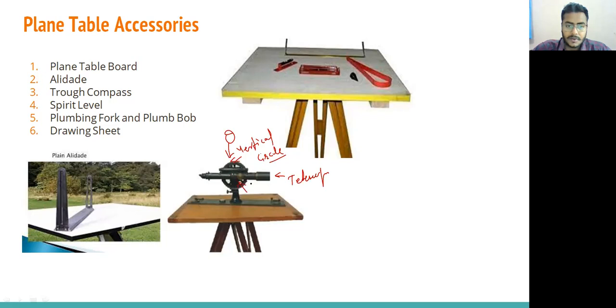Okay, this is a screw here. By this screw, we can fix this telescope in a particular direction, at any particular inclination. Once we have sighted, we can draw a line through this edge. So this is called a straight edge ruler.